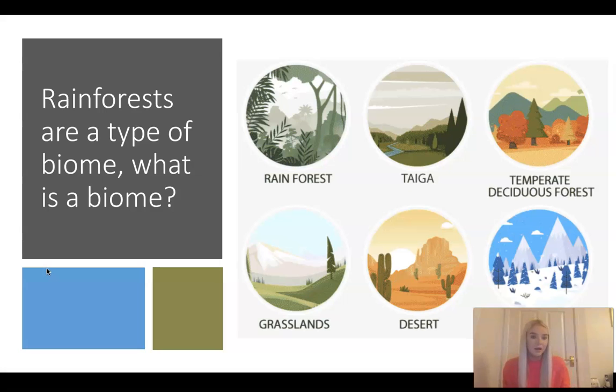Rainforests are a type of biome. Does anyone know what a biome is? Have a look at the pictures on the right and see if that gives you any ideas. You can pause the video if you'd like some extra time to think.